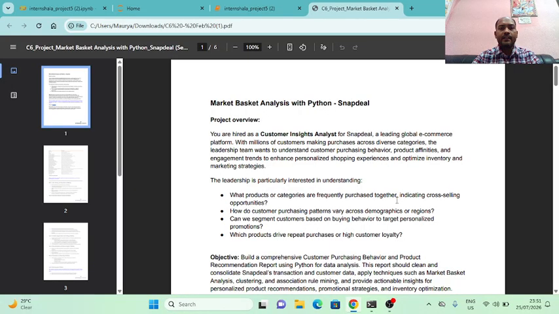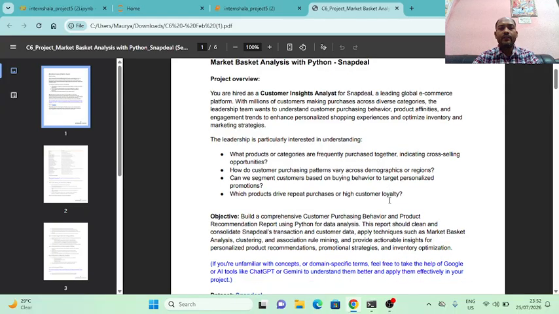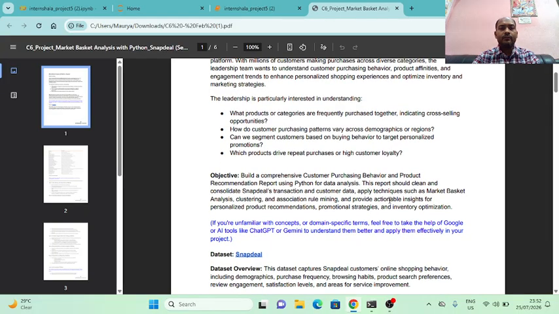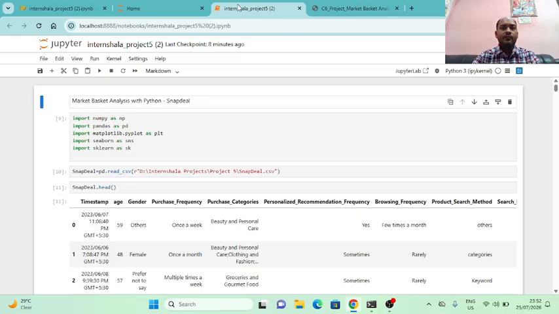for the company Snapdeal. We know that Snapdeal is a global e-commerce company and they have millions of customers. So I have to find out what products or categories are frequently purchased together and how customer purchasing patterns vary across demographics and regions. Mainly I have to build a comprehensive customer purchasing behavior and product recommendation report using Python for this data analysis. So this is the data analysis done through Python.